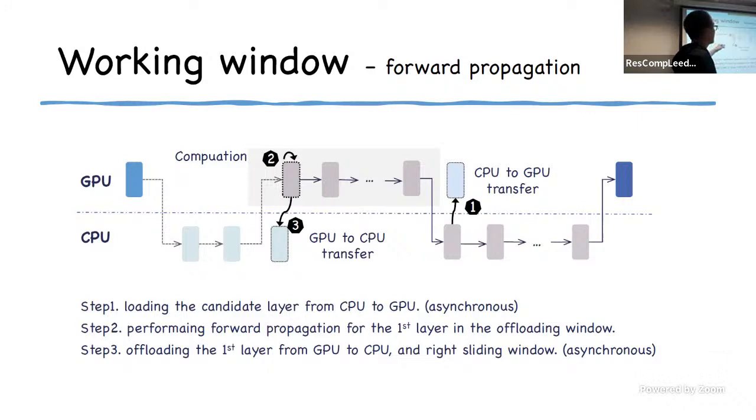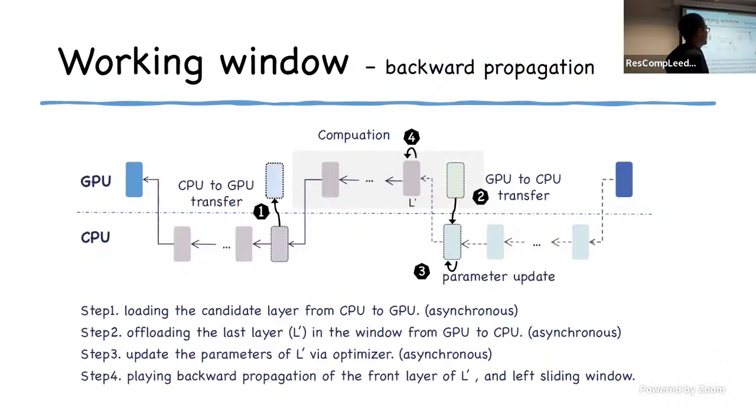We design a working window on the GPU side. It stores the active parameters. It means that while the GPU is computing, we load the next candidate layers from the CPU to the GPU, and simultaneously we offload the computed layers from the GPU to the CPU. So the transmission between CPU and GPU and the computation on the GPU side are overlapped. So this is the forward propagation.